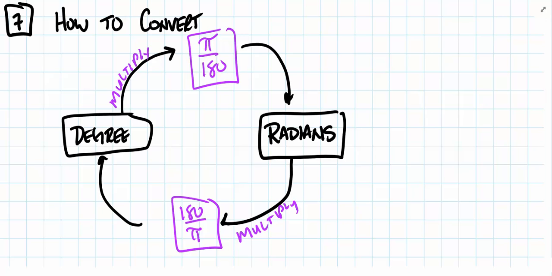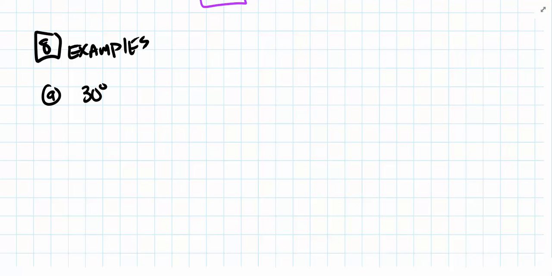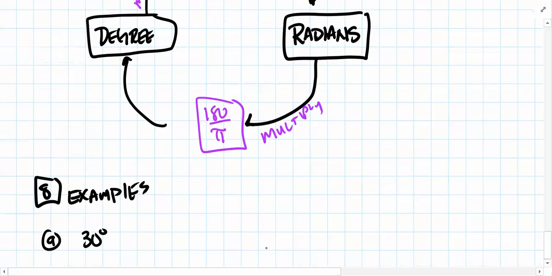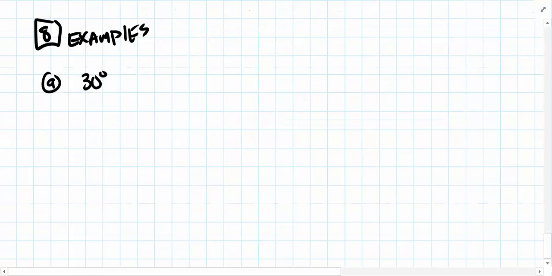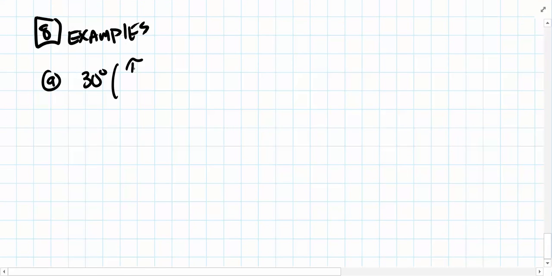Okay? So let's do a couple of examples here. Let's take 30 degrees and turn it into a radian. If I want a degree to a radian, I multiply by pi over 180. That gives me 30 pi over 180. Zeros cancel. That gives me 3 pi over 18, which is just equal to pi over 6. So 30 degrees is equal to pi over 6 radians.